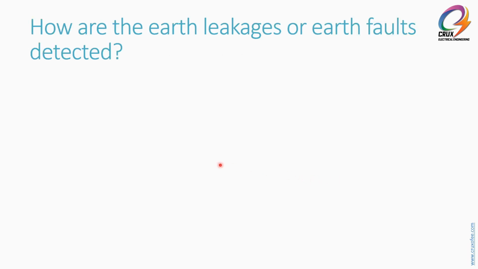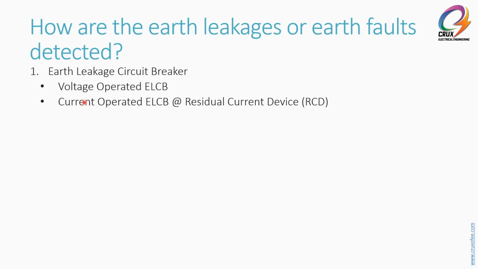So how are they detected? The most basic that you can find at home is the earth leakage circuit breaker. People normally call ELCBs those voltage operated types, which are normally not used anymore in modern times. What we will normally find at home is the current operated ELCB, or the residual current device, or the residual current circuit breaker. So that's the first method.